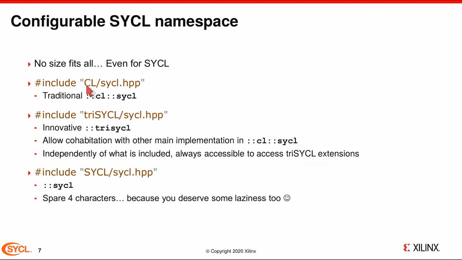So we have the normal include that, when you use it, will declare triSYCL in the normal CL SYCL namespace. But if you want to have the triSYCL implementation aside, then you can use this way to include the headers, and then it will declare everything in triSYCL. So that means that it leaves room free for some other implementation to coexist with triSYCL. And for the lazy people, we have this header. When you include it, then you just have to use a SYCL namespace, sparing 4 characters.